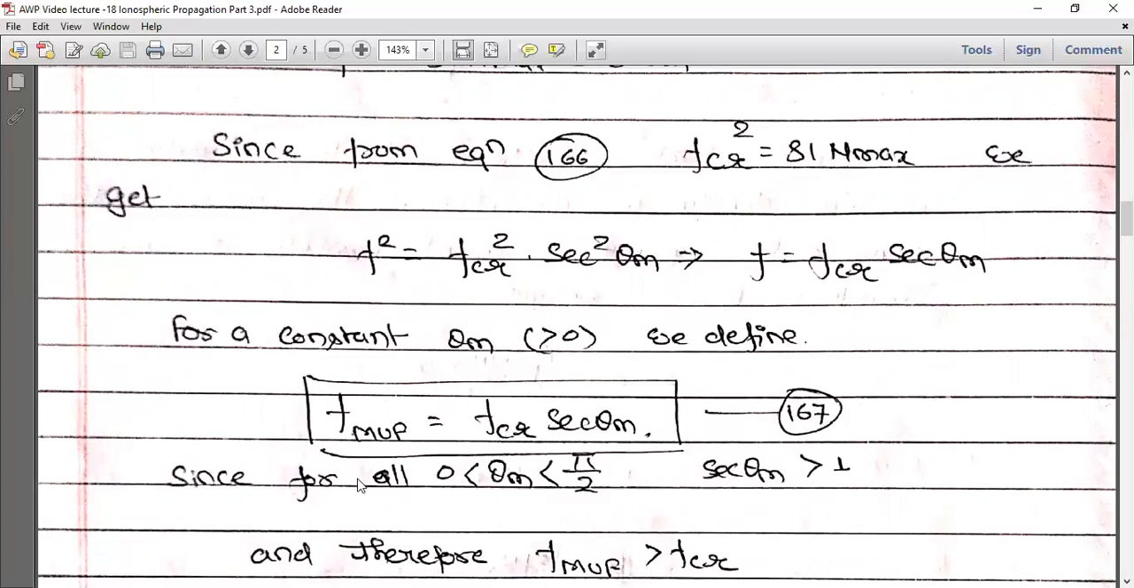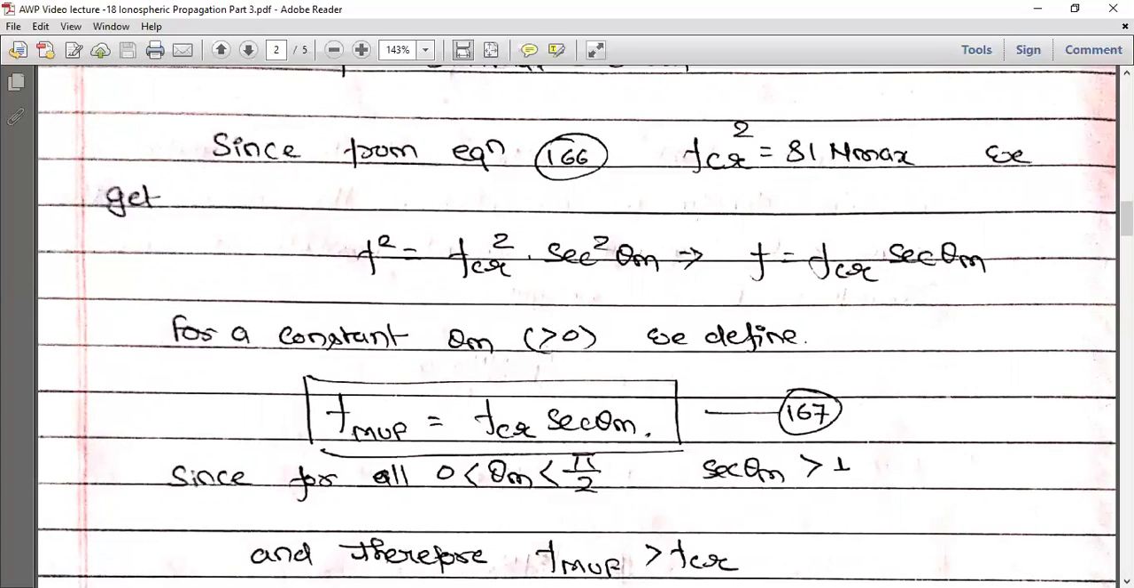So what is maximum usable frequency? Maximum usable frequency is the largest frequency which will reflect back from the ionosphere when the angle of incidence is given by theta m in the expression. This is a function of theta m. Keep this in mind.